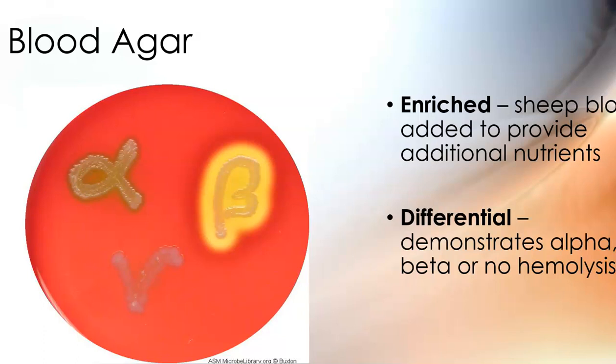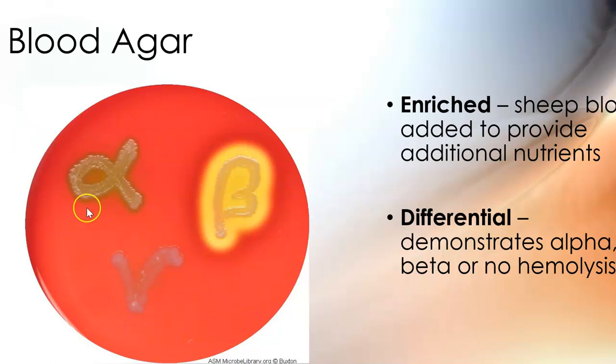Okay, so the sheep's blood is added, the red cells are intact, and it allows us to see the differences between different organisms based on hemolysis. If the organism produces a toxin or an enzyme that can completely break down the red cell, then it'll produce the beta hemolysis, that clear zone around the colony. If it only does a little bit of damage, but doesn't completely lyse the red cell, poke holes in it and whatnot, it'll allow some contents out, but doesn't completely destroy the cell, then you're going to see that greenish alpha hemolysis.